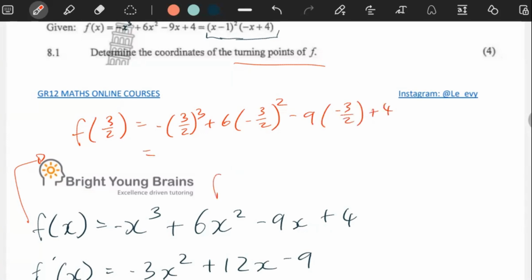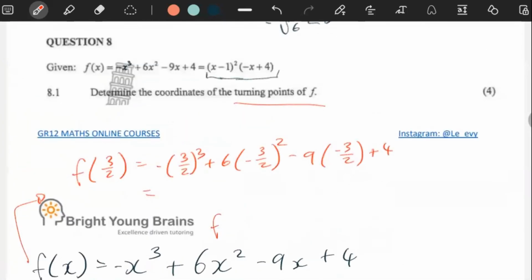And then here, the next x value is 9 over 2. So you can have negative 9 over 2 cubed, plus 6 times 9 over 2 squared, minus 9 times 9 over 2, plus 4.